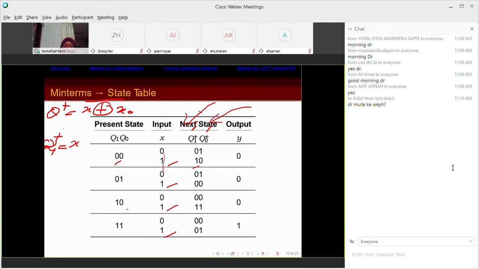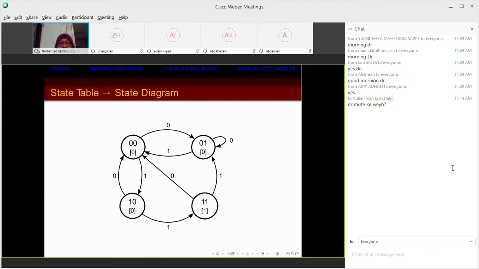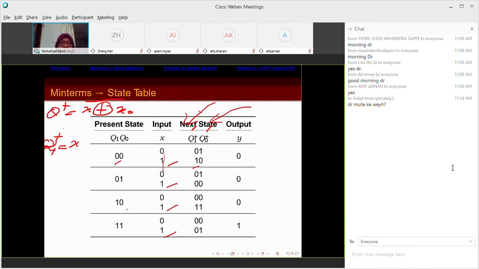Okay. So next is you transfer the information into the state table. How many states do you have? For example, you have the 00 here. This one? 00, right. And now from the 00 here, if the X is 0, where does it go? Let's assume I'm just playing with this one. 0, 1 state, 1, 0 state.